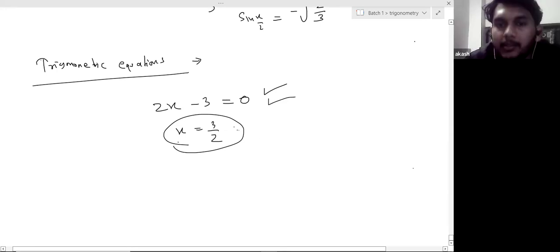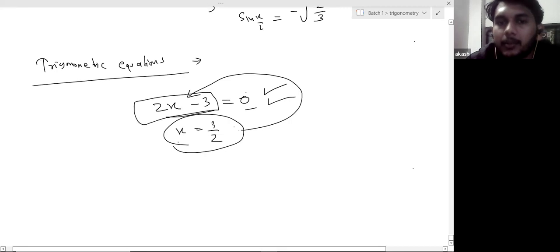Okay, a solution is a value which, if you put it in this equation, will satisfy LHS equals RHS, or you'll get this equals 0. Solution means only the value of x which satisfies this equation.